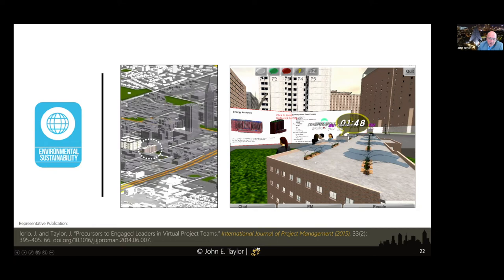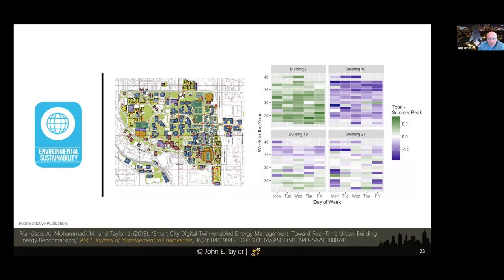And this is one of the student projects here, a small scale version. Here are the students represented as avatars, and they're presenting their results on these screens. But you can also see that they're working right there in the city. So basically bringing the students into the virtual environment.